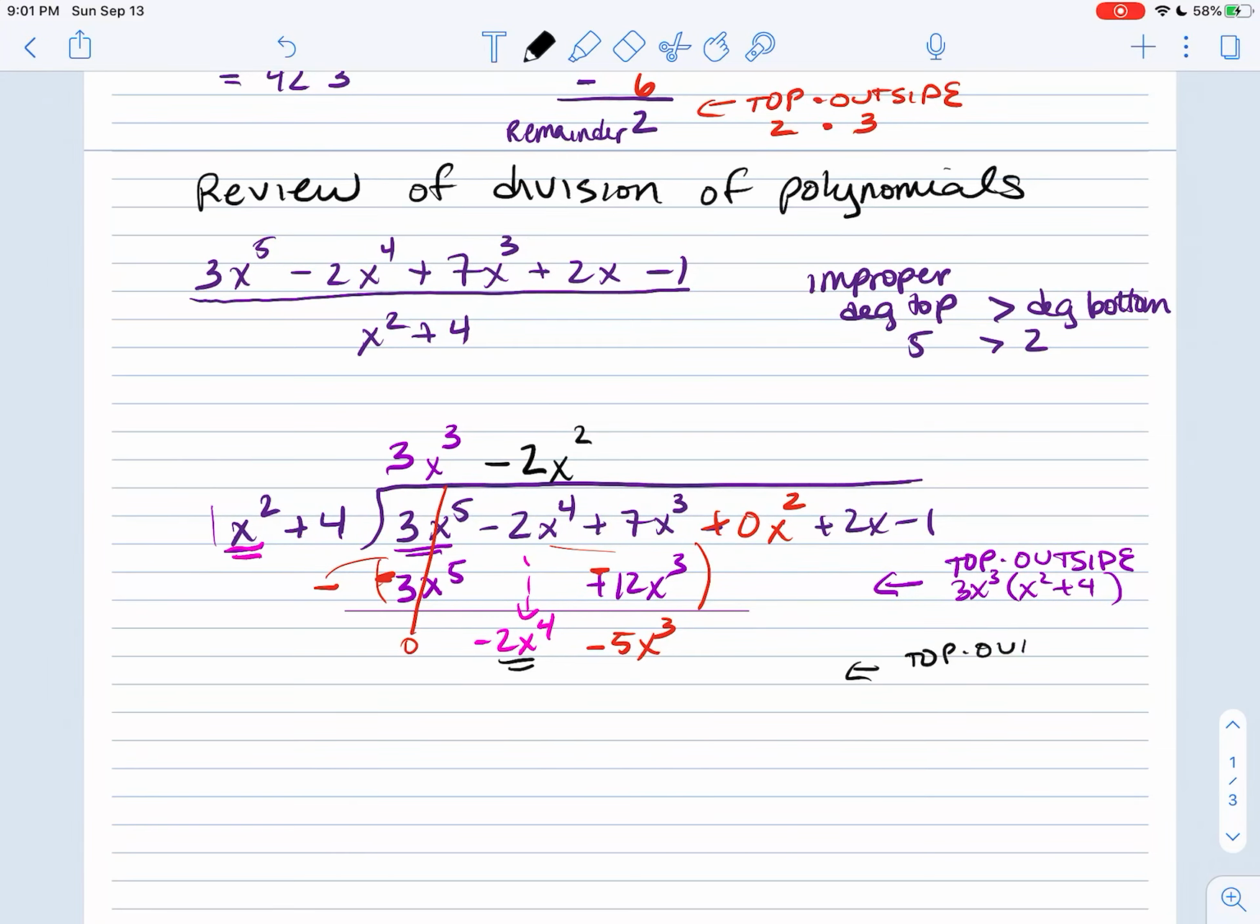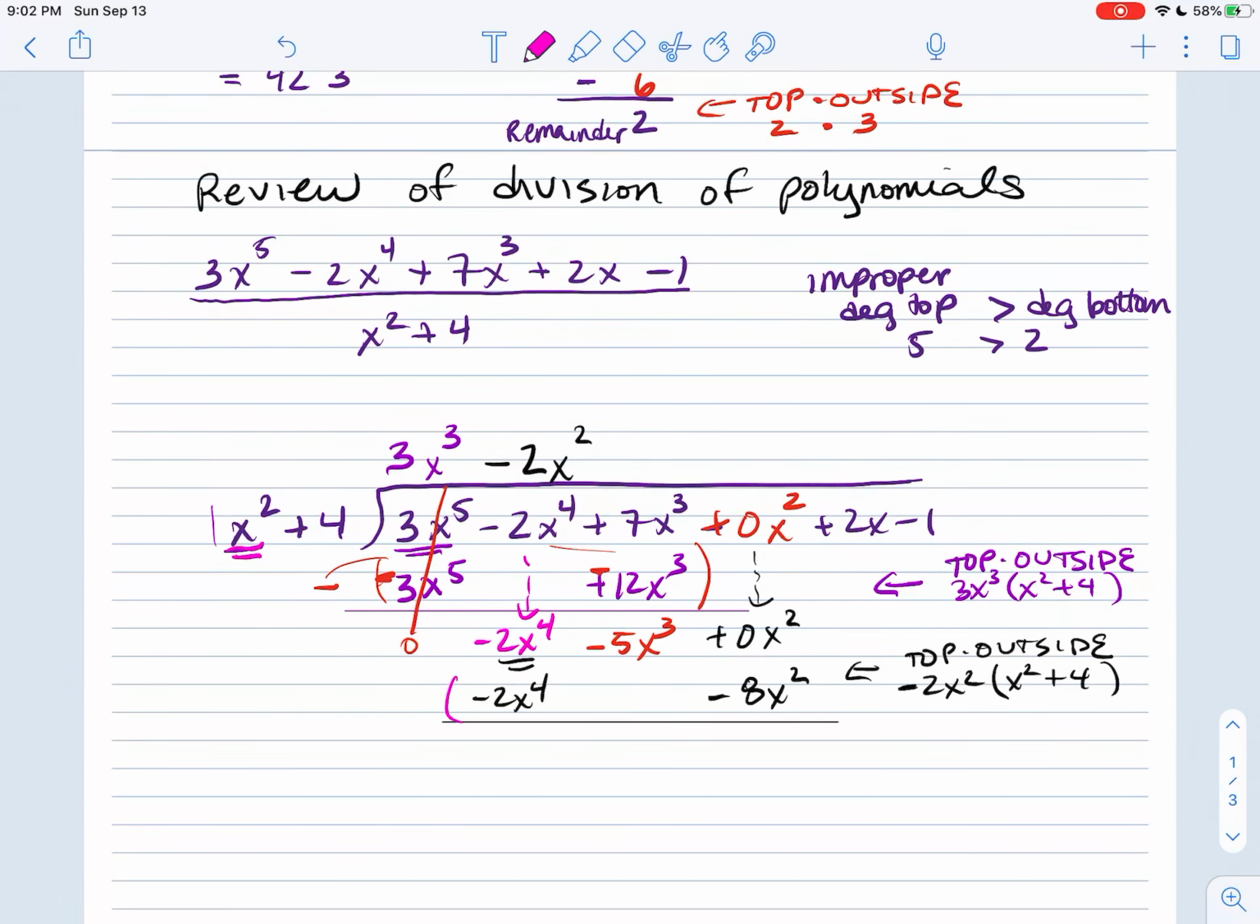I put the top times the outside, and the top is minus 2x squared. The outside is x squared plus 4, and if I distribute, I end up with minus 2x to the fourth, and then I have minus 2x squared times plus 4 is minus 8x squared, right? And I want to line it up with my like terms, so when I go to subtract, I'm subtracting the correct terms.